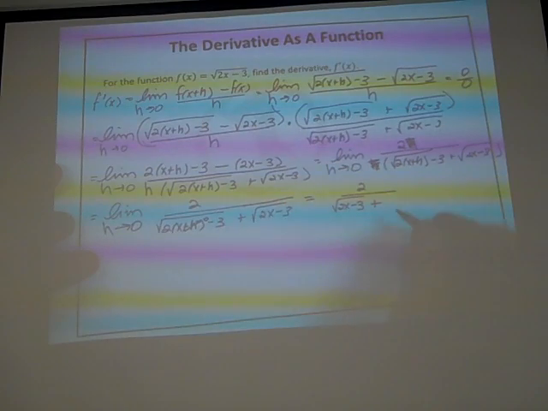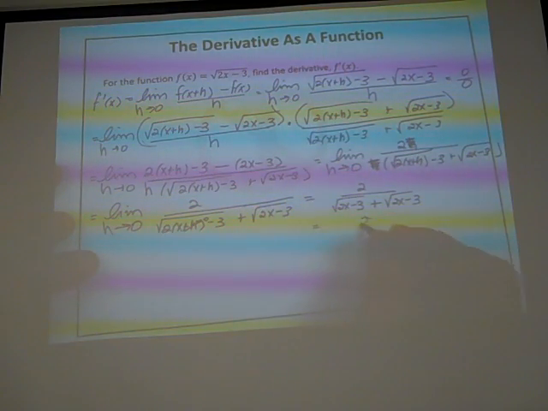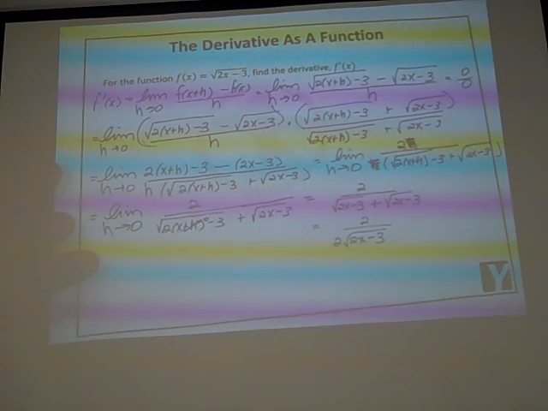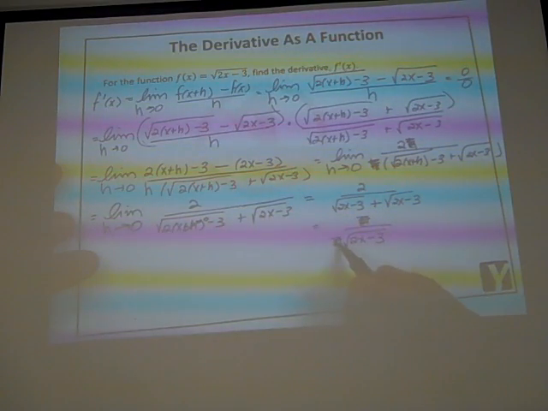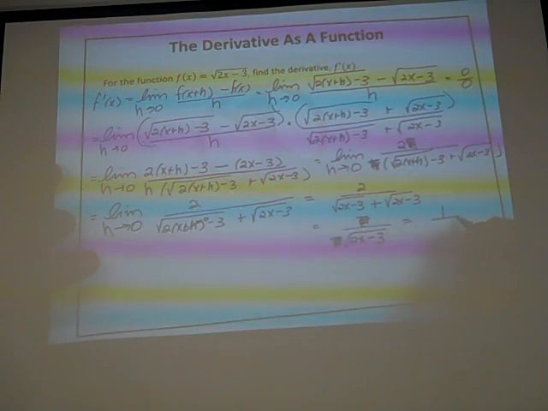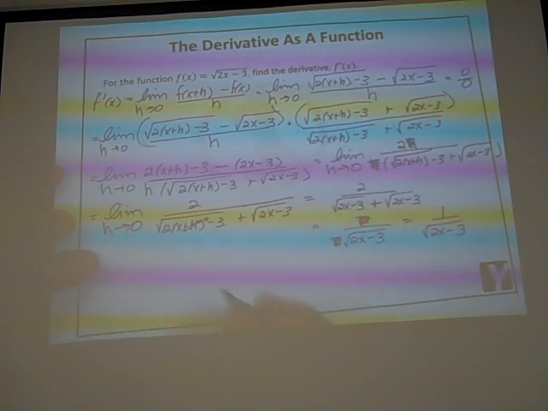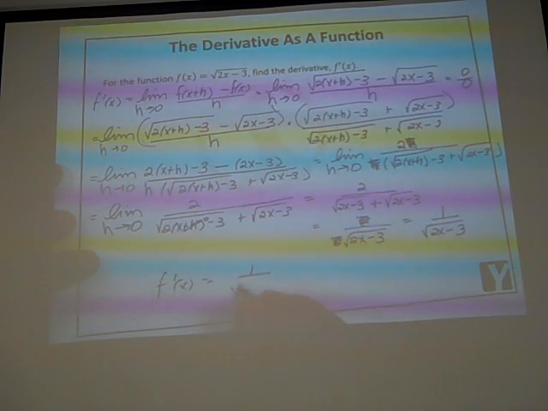Plus, there's no h here. That's another square root of 2x minus 3. So we have 2 over 2 times the square root of 2x minus 3. If you'd like, you can reduce, and that's going to leave you with 1 over the square root of 2x minus 3. That is the derivative everywhere.